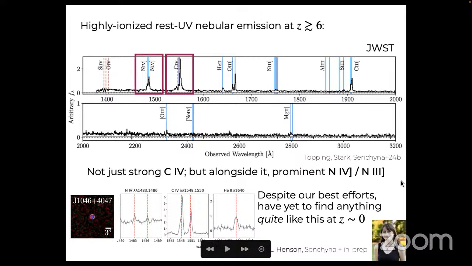And this is basically never seen, despite our best efforts to find examples nearby that show these sorts of emission lines. We can find carbon-4 emitters at redshift 0 that are finally actually getting up to this range. This is showing some in-prep work led by this great CASI student, Lauren Henson, who's going to be starting at UCR as a grad student just next week, I think. But her work shows that we're getting up to these carbon-4 equivalent widths, but even in these objects, you're not seeing this nitrogen-4 anywhere near these strengths.